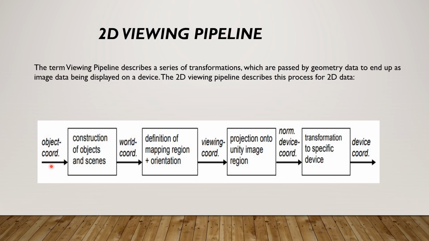Firstly, the object code is passed, then the construction of object code and scenes takes place, and then the world coordinates take action. The definition and mapping of the view orientation takes place in the world coordinates, and then viewing coordinates, the projection onto the unit image region, then normalized device coordinate transformation to the device, and then device coordinate takes place.